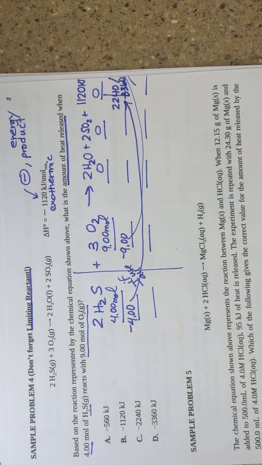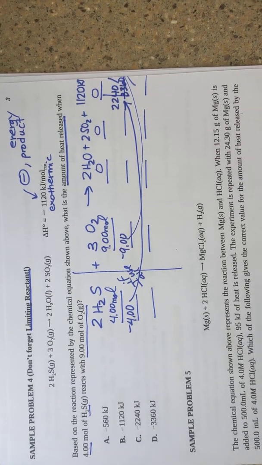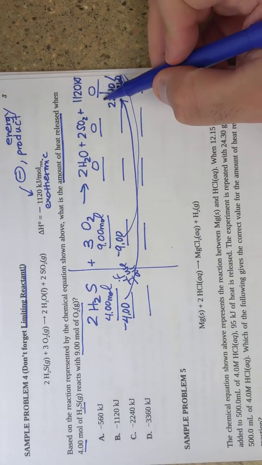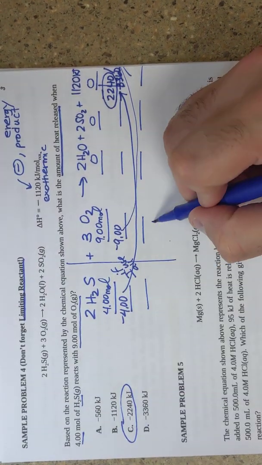Which of these do I choose as my lowest amount of energy that comes out? Or like if we treat this like a product, I choose my lowest energy, the one that has the least amount, which is 2240. So that's the correct answer.